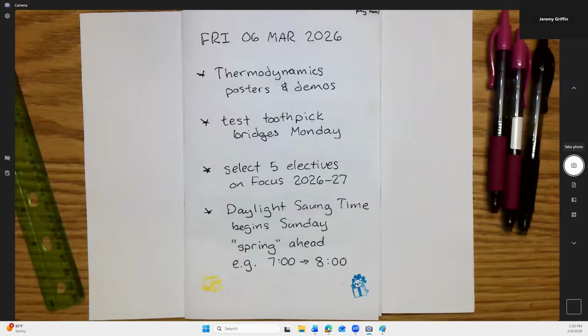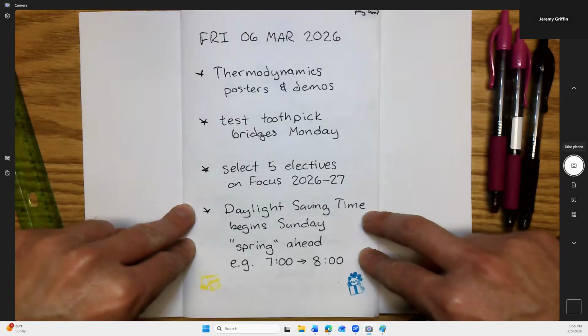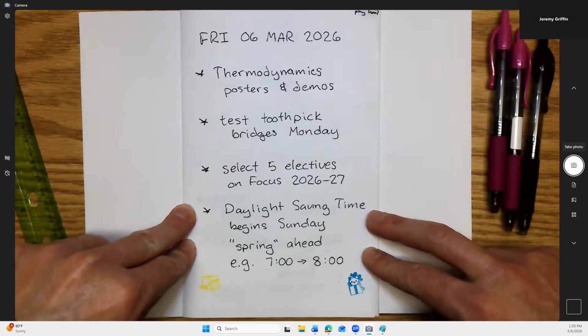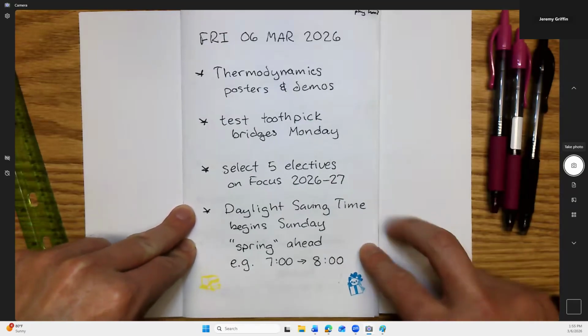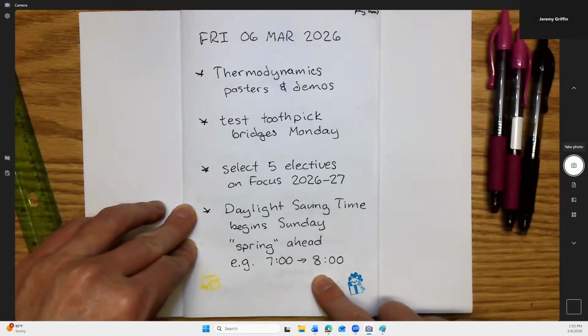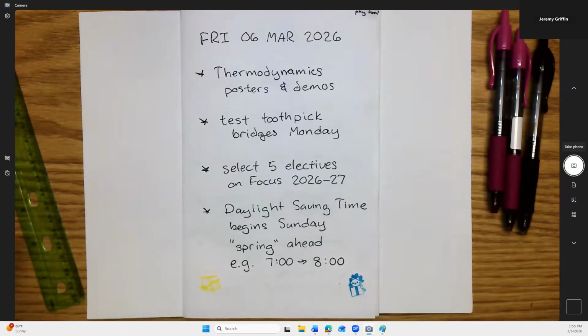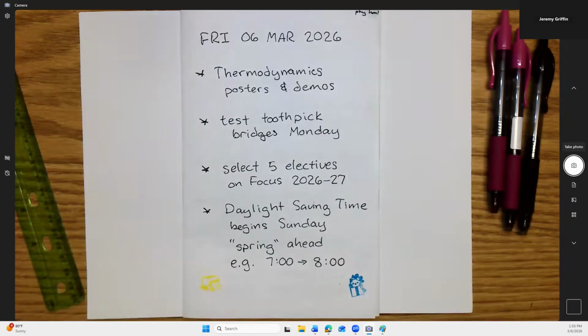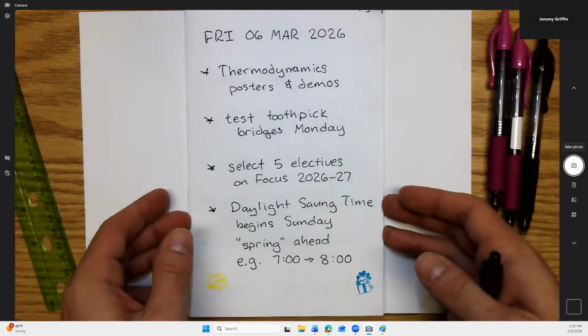Last detail here before physics is what are you guys going to do with your clocks this weekend? You gotta push it forward. Yeah, it's going to spring forward. So 7 o'clock becomes 8 o'clock. That means we're all going to lose an hour's sleep. Now spring ahead. All right, so daylight saving. You guys got that?